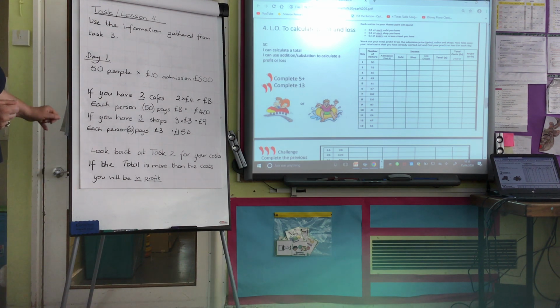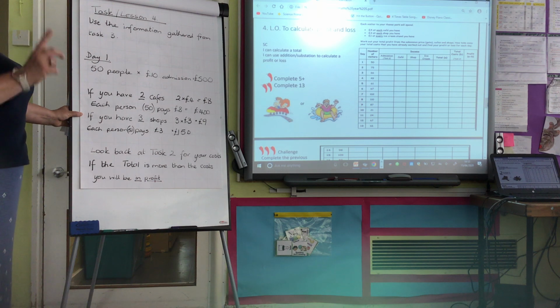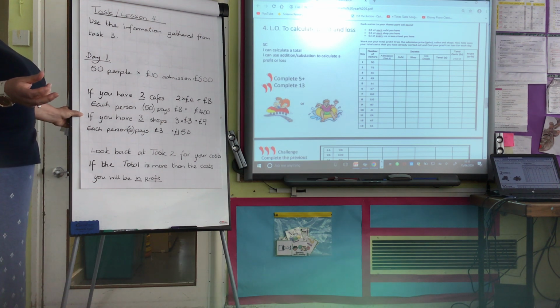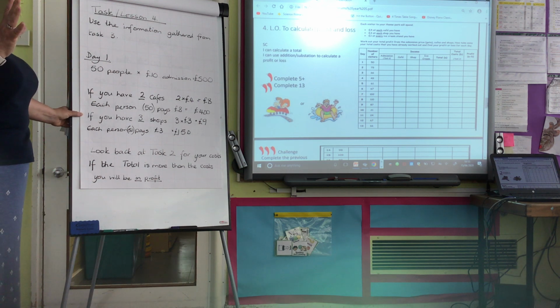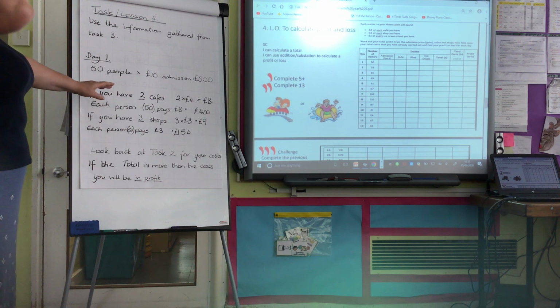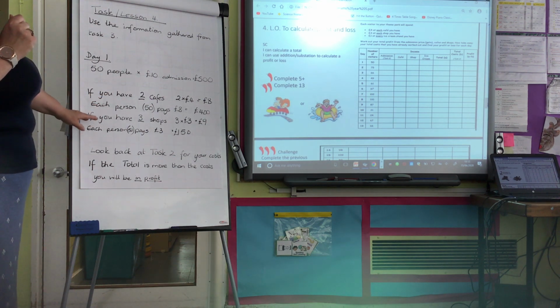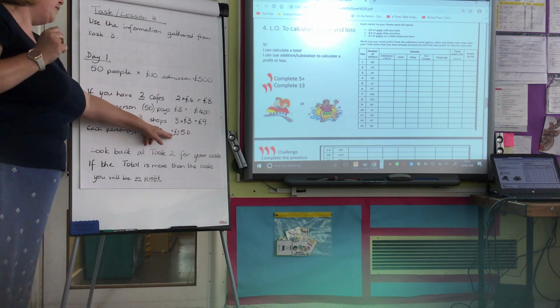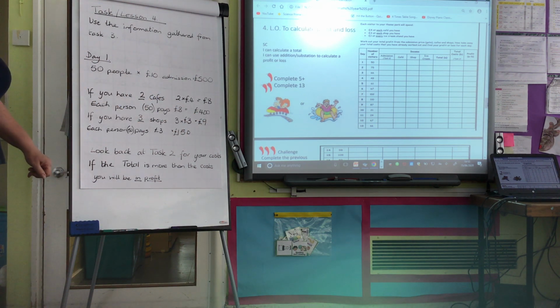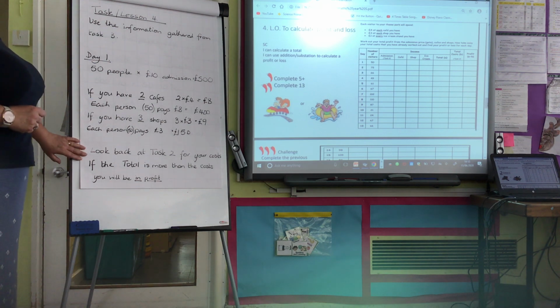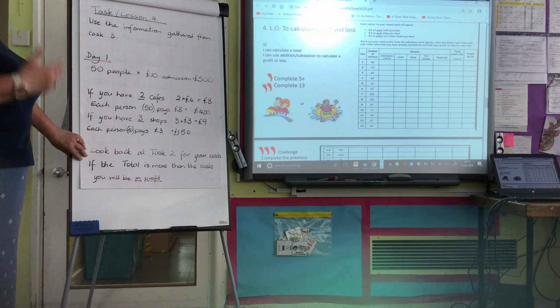The same with the shop. If you had one shop, it would be £3. 50 times £3, which would be 150. So you need to be thinking. So if 1 would be 150, if you had 3, it would be 9 times 50. So do the same for your ice cream.